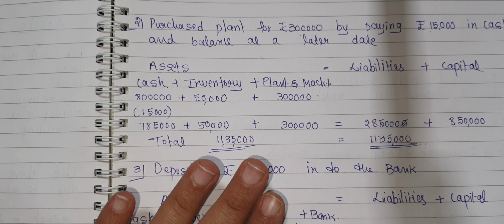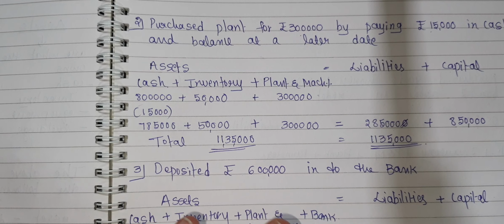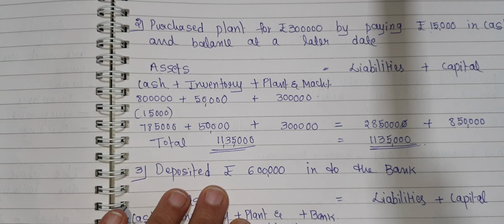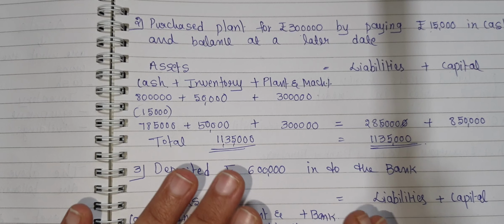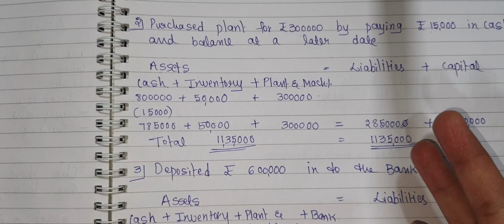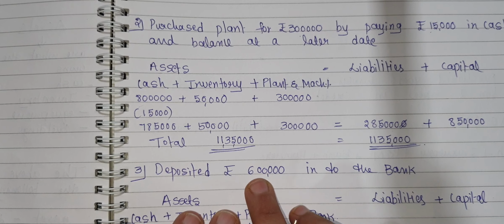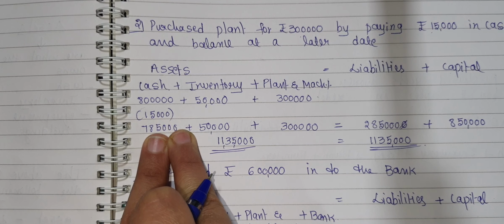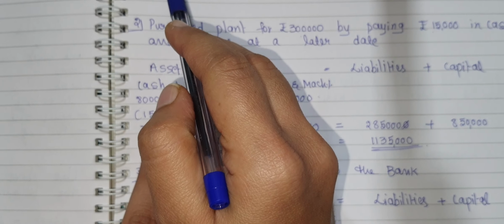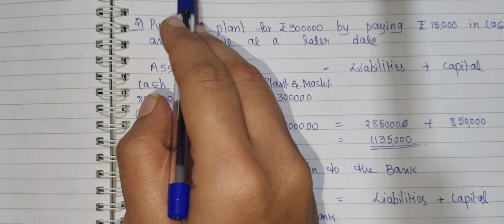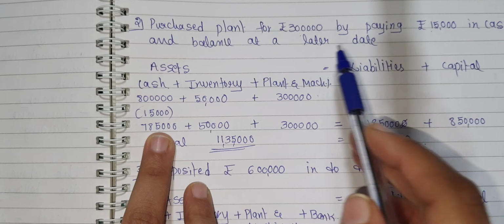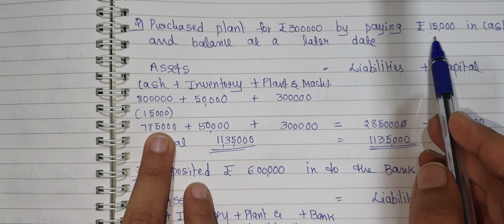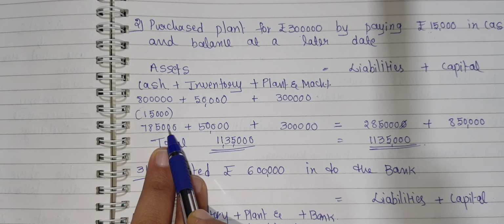See here, the composition of the asset side changes. Cash decreases by rupees 6 lakh, and the same amount of bank increases. We are depositing rupees 6 lakh into the bank. Out of rupees 8 lakh as cash, we have paid rupees 15,000 for purchasing the plant. So the remaining amount of cash is rupees 7,85,000.